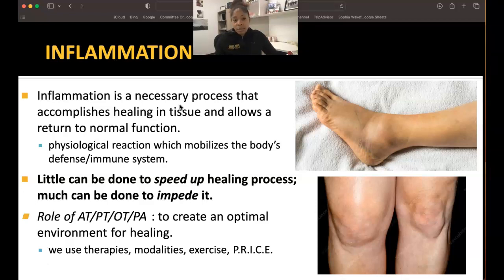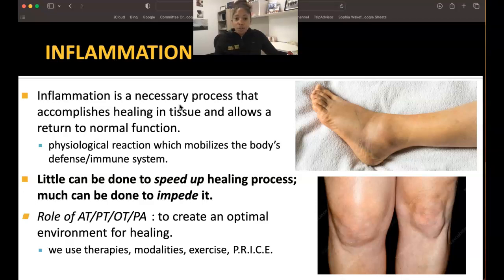Essentially, what we get with inflammation is this immune response. It triggers the white blood cells to be released to start the process of phagocytosis, or the process of eating away all of the dead debris in the area so the patient can begin the process of healing. So it's absolutely important and necessary, but we as healthcare practitioners have to do everything we can to create an optimal environment for the patient to heal.